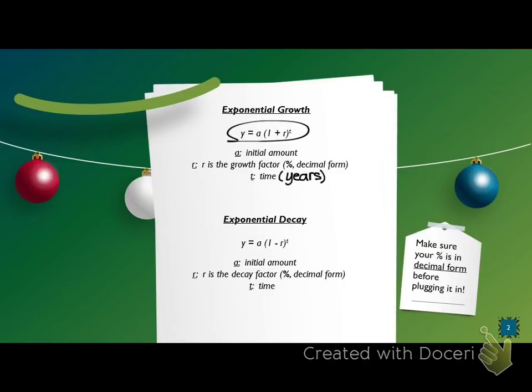Now I want you to highlight your exponential decay formula, and I want you to notice the one difference between the growth and the decay. Decay is y equals a times 1 minus r to the power of t. So again, A is that initial amount, R is the decay factor this time, which is still going to be the percent, and we're still going to change it into decimal form. And then T is our time. And once again, let's add the years. Okay, we want to make sure we understand time is supposed to be represented in years.